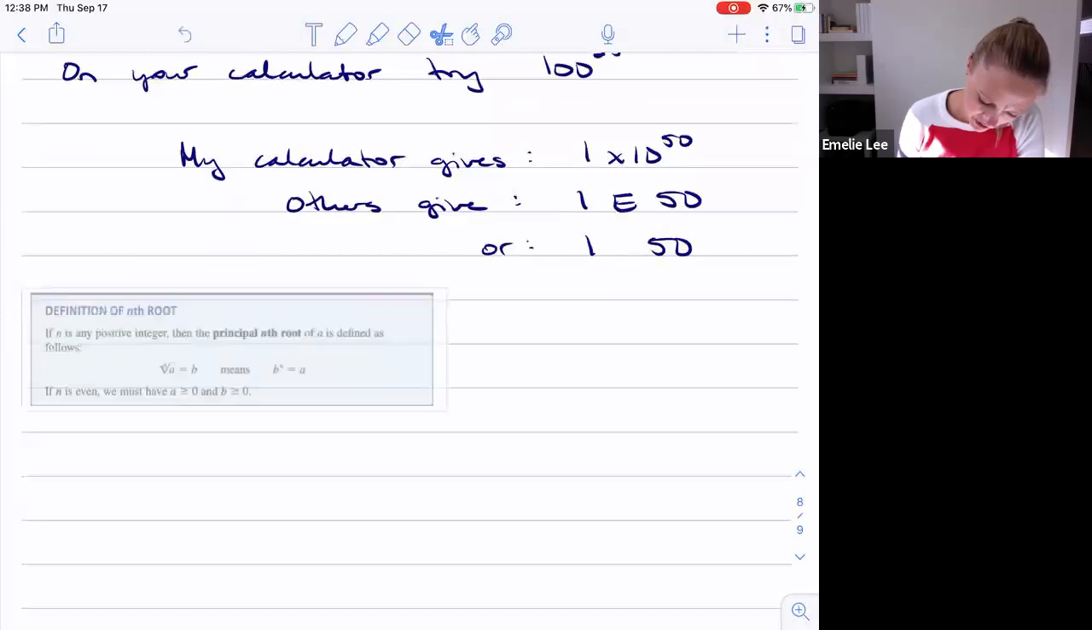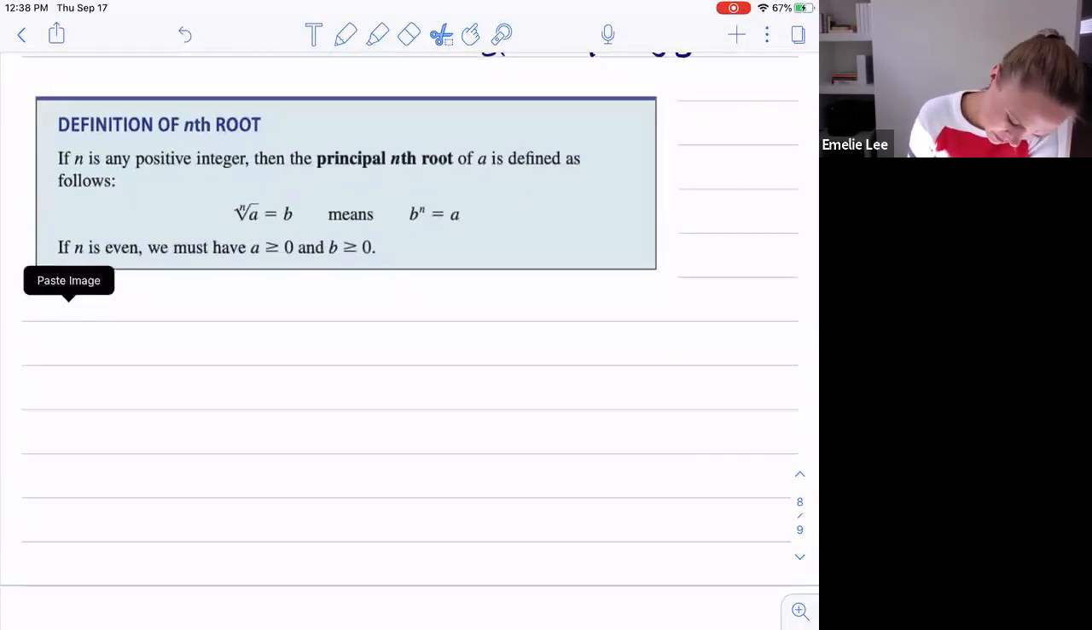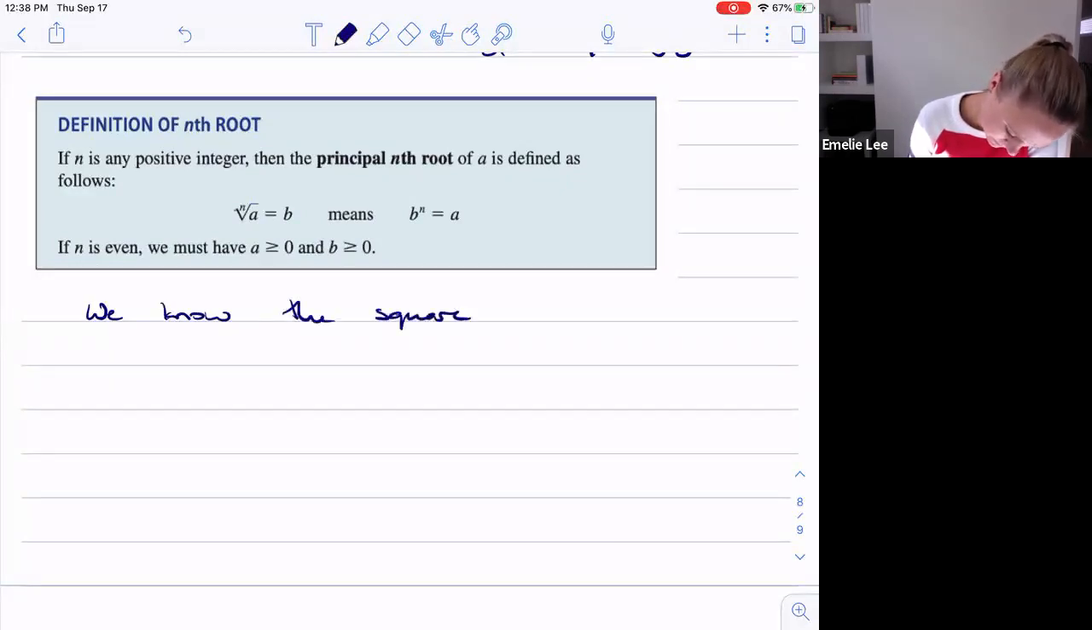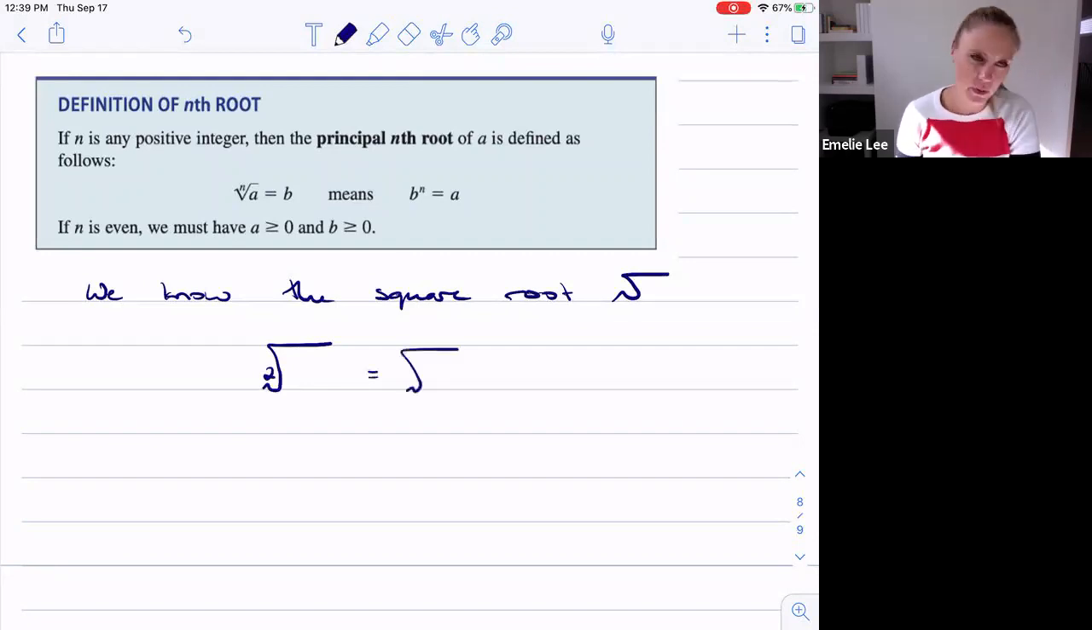So you've probably heard of the square root. That's just the second root, right? And so we know the square root, which is just like that, but it actually implies that in the little hook, you've got a 2. 2 is the default square root.